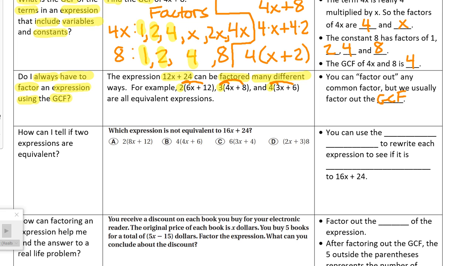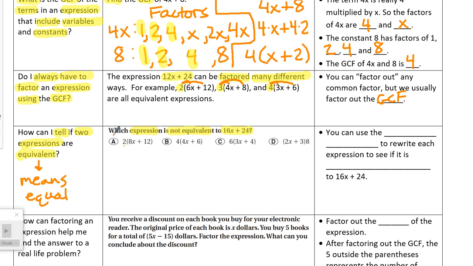All right, last one here. How can I tell if two expressions are equivalent? And let's remember that the word equivalent means equal. You can make a little arrow, means equal. So, which expression is not equivalent to 16x plus 24? Well, how about 2 times the quantity 8x plus 12? How can we check if that's equivalent to 16x plus 24?